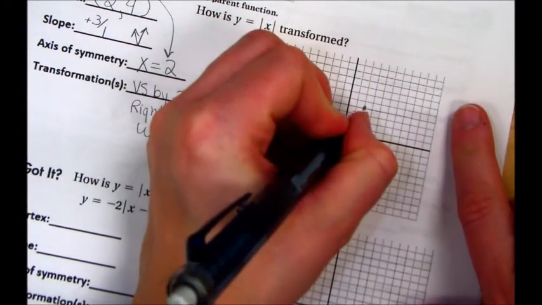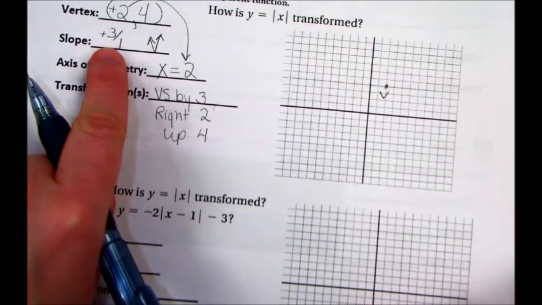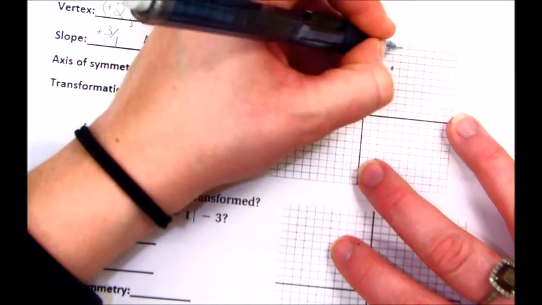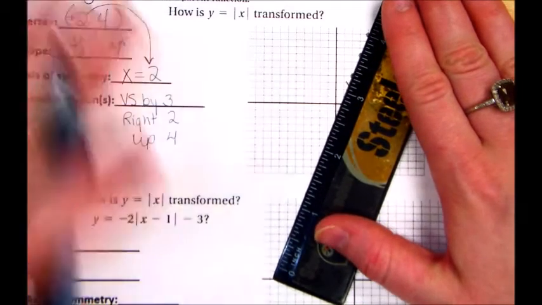In fact, I'm going to put a nice V by it, which stands for vertex. Up 3, right 1. Up 3, right 1. 1, 2, 3, 1. Ran out of room. Biggest mistake, do you remember from the last one? People get their ruler and they just make a straight line.